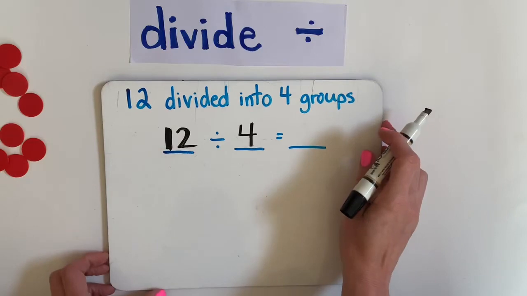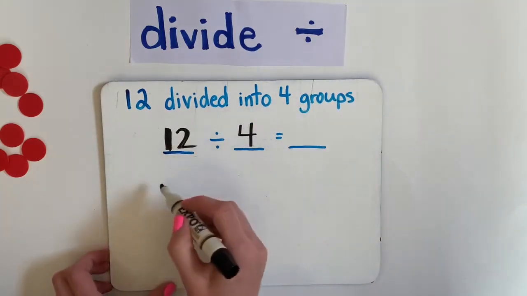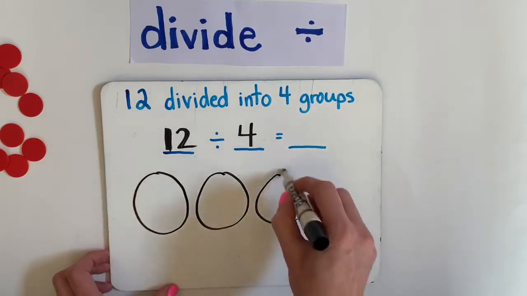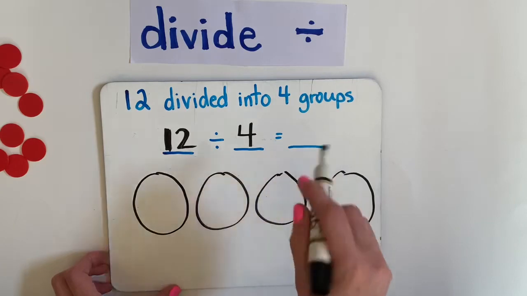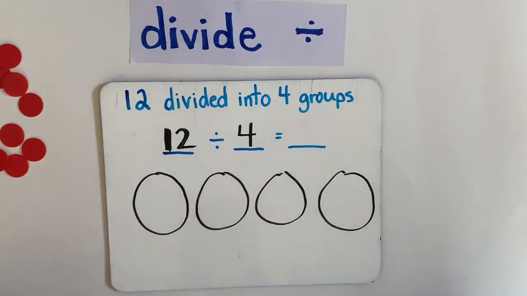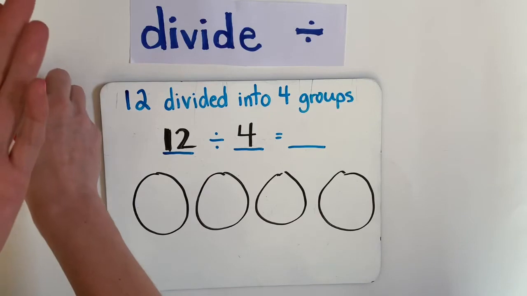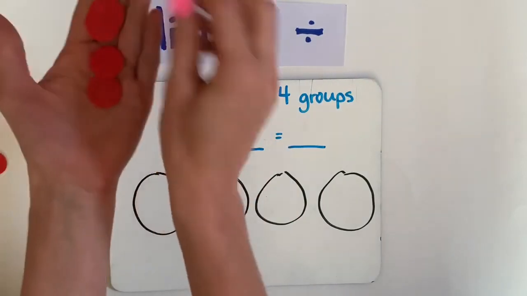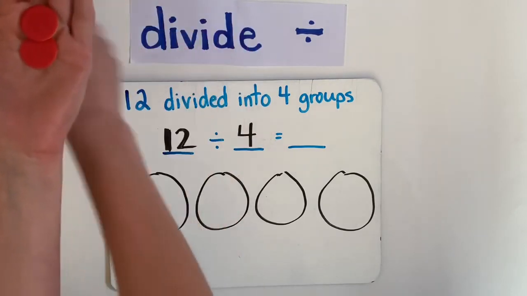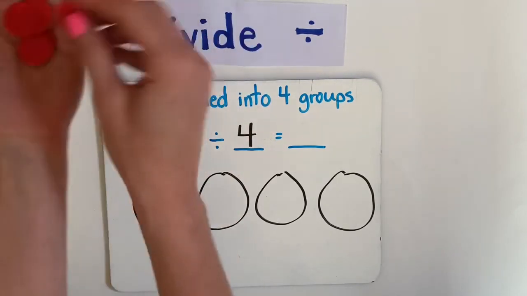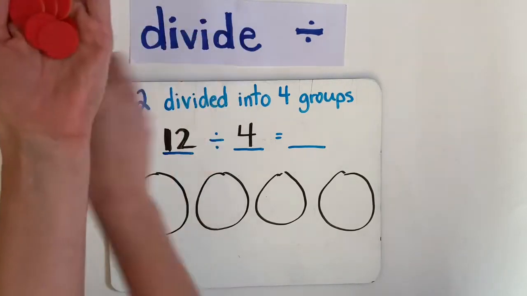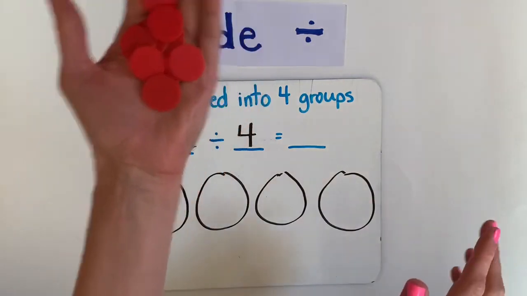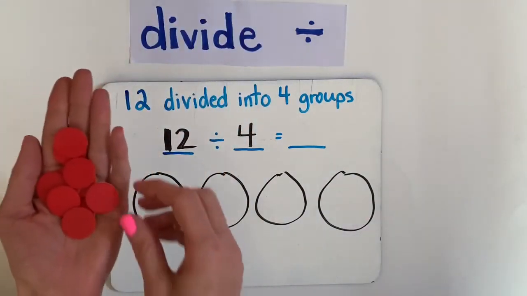So the easy way to do this, to get used to this, is to draw 4 groups. So I'm going to draw 4 groups. 1, 2, 3, 4. And I have to make 12 fit evenly into those. So I'm going to use 12 things. I'm going to have 12 counters here. 1, 2, 3, 4, 5, 6, 7, 8, 9, 10, 11, 12. There's my 12 counters. I'm going to divide them evenly, so I'm going to do it one at a time.